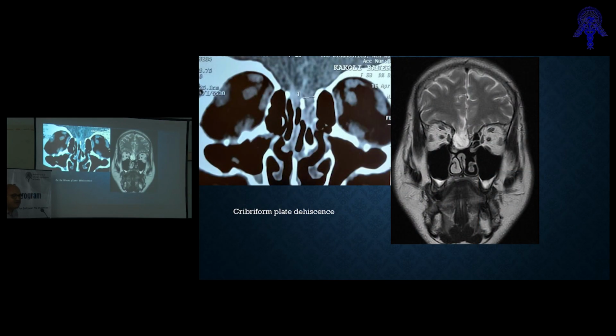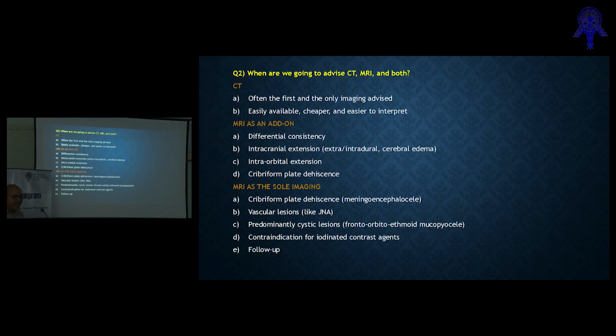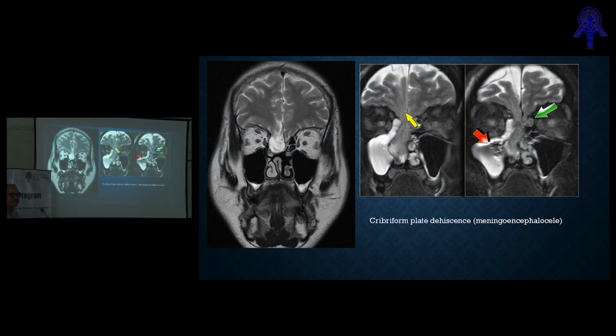Similarly, here you can see a breakage or a defect in the cribriform plate on the left side. This may or may not contain the brain matter. So, to complement this, to know whether the brain matter is there or not, and thereby to design your surgery, you have to do an MRI. In this case, you can see the brain matter is hanging down into the nasal cavity, suggesting a meningoencephalocele. And when MRI acts as the sole imaging, only MRI can substitute a CT scan.